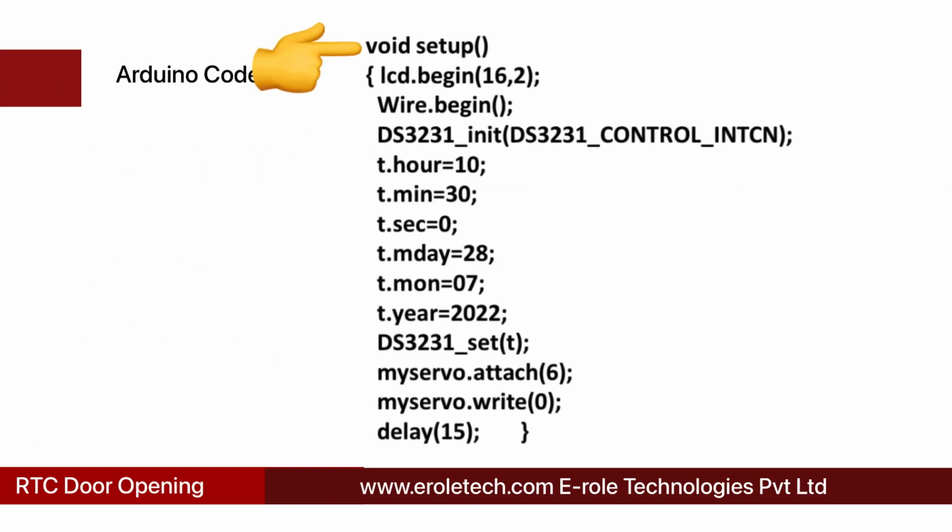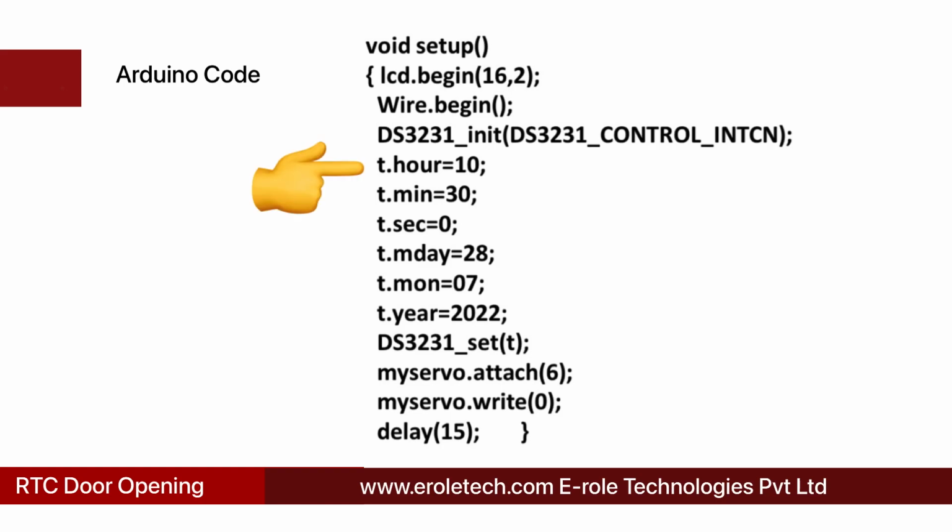Void setup is a function in which we have initialized the LCD. lcd.begin(16,2) means we are using 16 columns and 2 rows of the LCD display. Wire.begin will initialize the I2C pins. DS3231 in a DS3231 control INTCN will initialize the RTC.